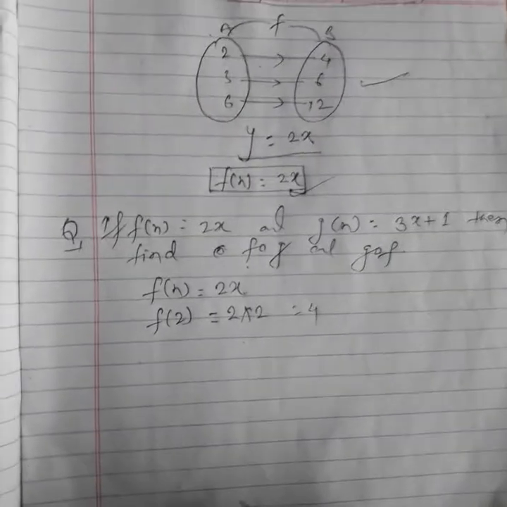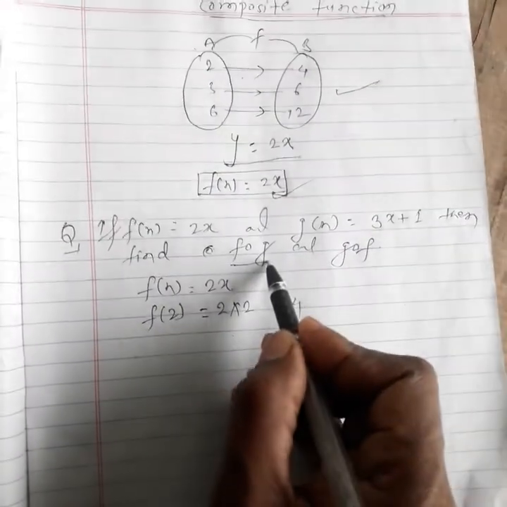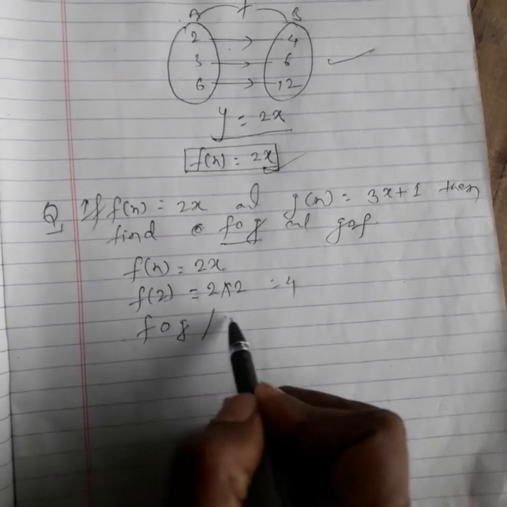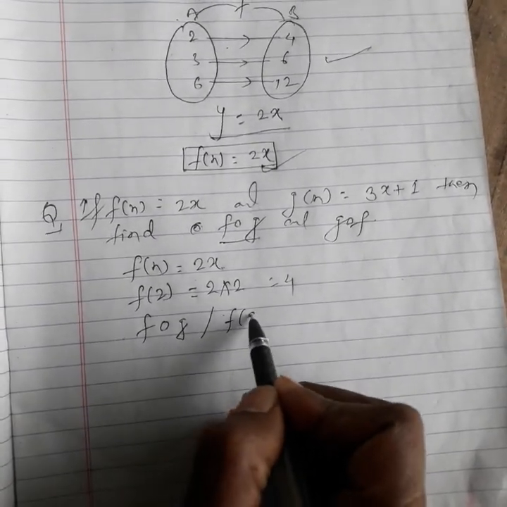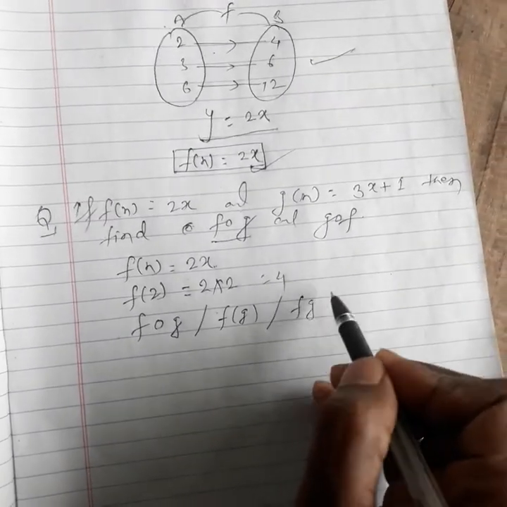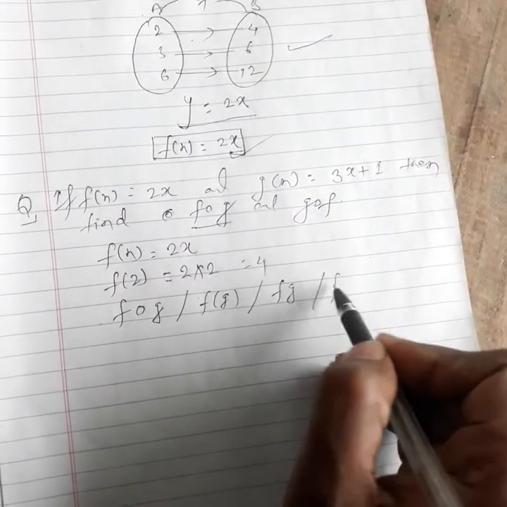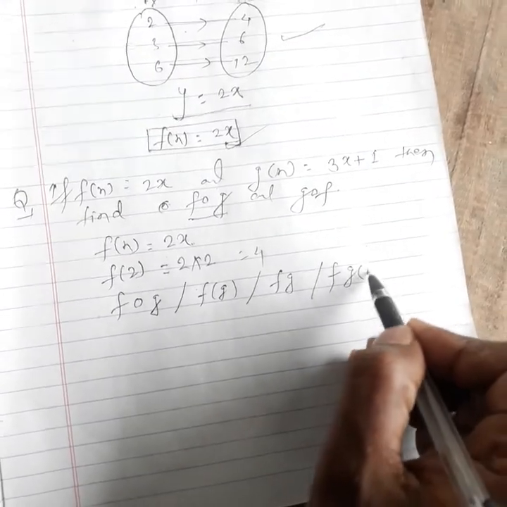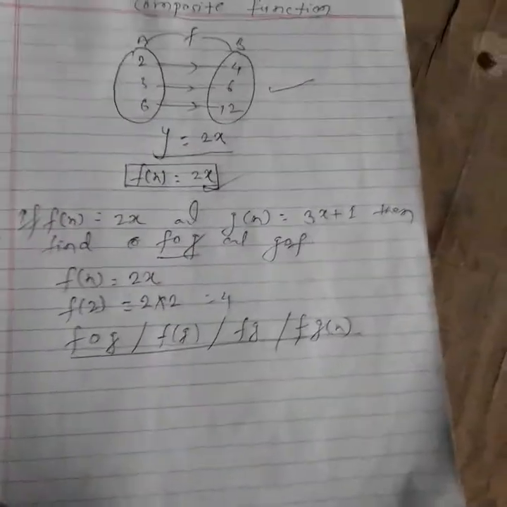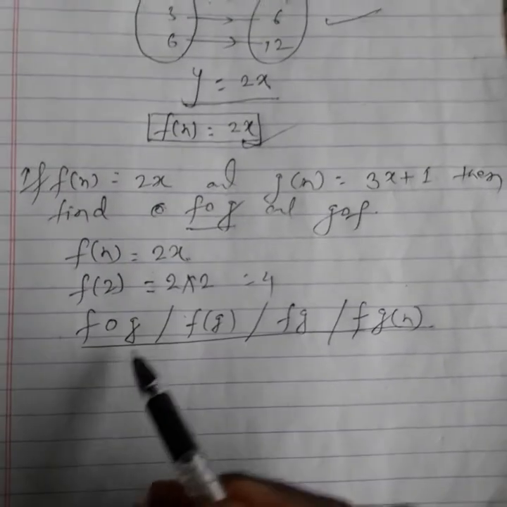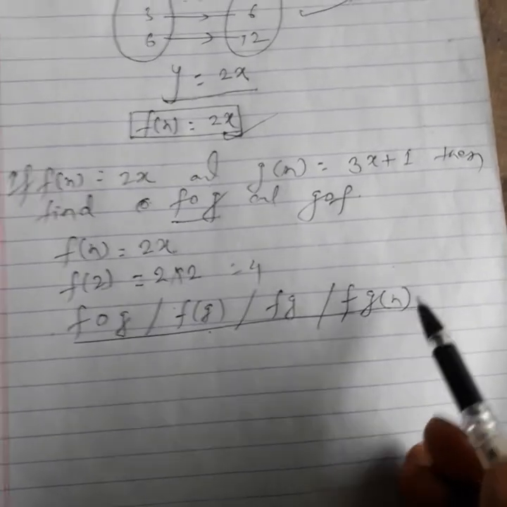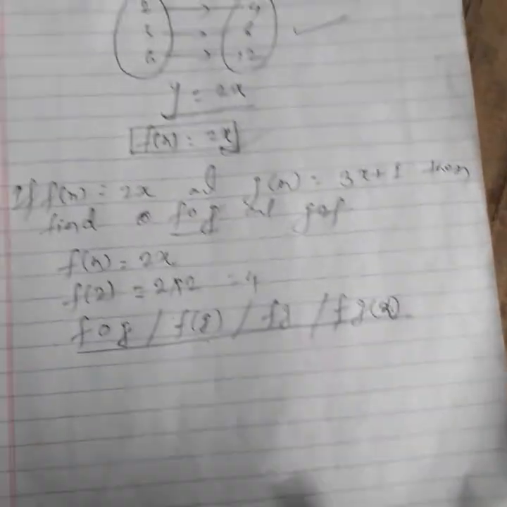Now the question is find f operation g. It can also be written as f operation g, or fg, or f(g(x)). Yes, these are the same notation for f operation g. Look carefully: f operation g, f and bracket g, fg, fg(x) are the same thing.